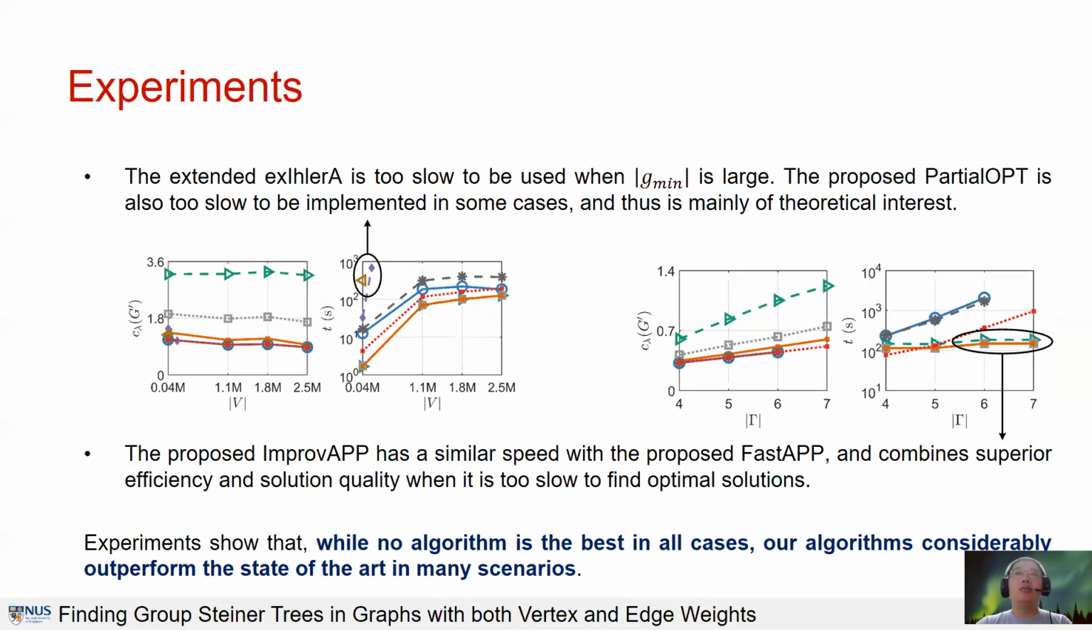In the end, we observe that the proposed ImproveApp has a similar speed to the proposed FastApp, and combines superior efficiency and solution quality when it is too slow to find optimal solutions. In summary, the experiments show that while no algorithm is the best in all cases, our algorithms considerably outperform the state-of-the-art in many scenarios. Therefore, it is preferable to use our algorithm to find group Steiner trees in many cases. This is my talk today.